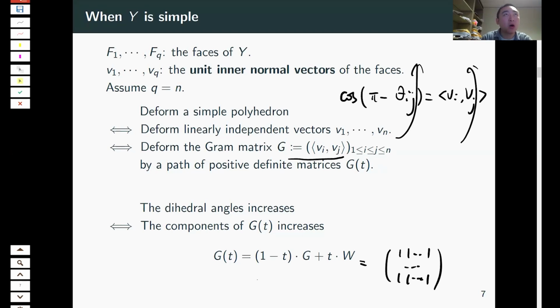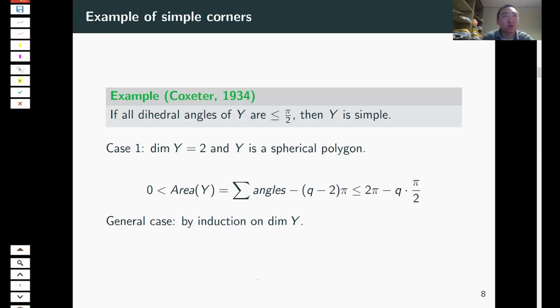And as an example, there's a very nice classical paper of Coxeter, and it gives the classification of polyhedra where dihedral angles are less than or equal to pi over 2. And in this case, if all angles are not obtuse, then the polyhedron is always simple. So the proof is actually very elementary. If the dimension is equal to 2, it just follows from the area formula I just wrote. This is actually the Gauss-Bonnet theorem. And because the angles are small, we get a bound on Q, where Q can only be 1, 2, or 3. But it should be 3. And in higher dimensions, it's done by an induction process.